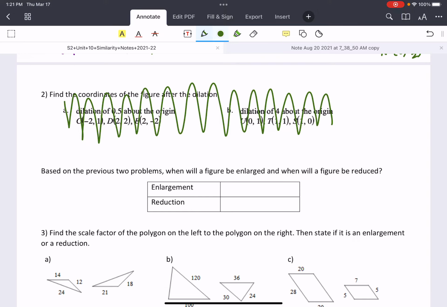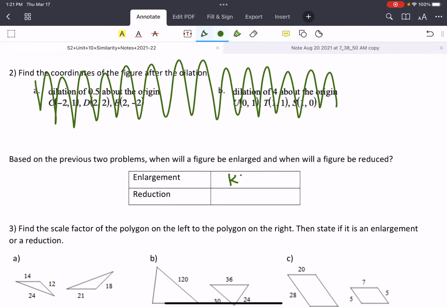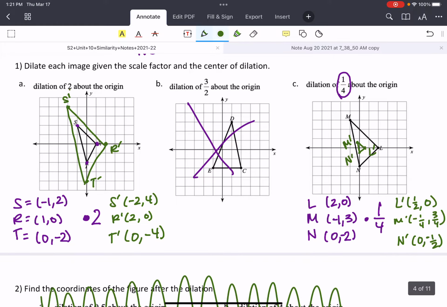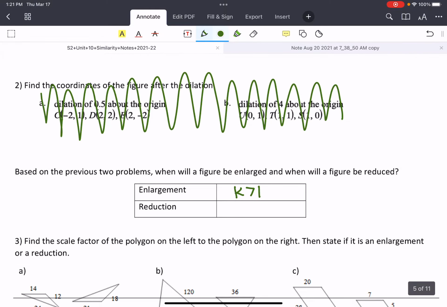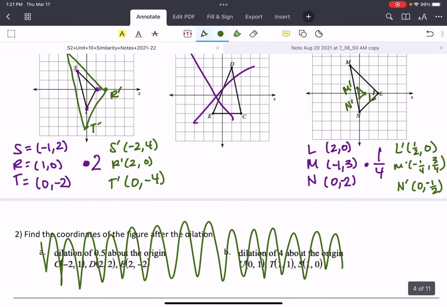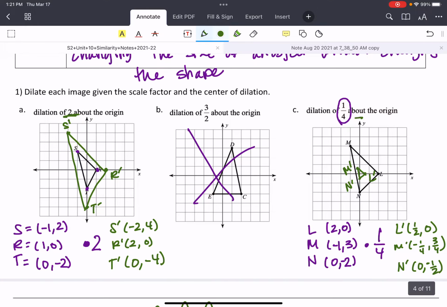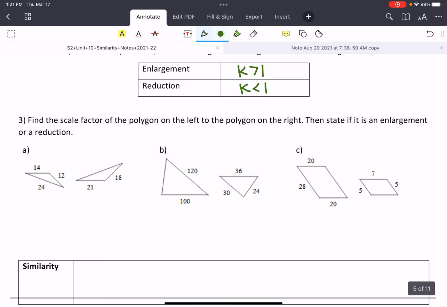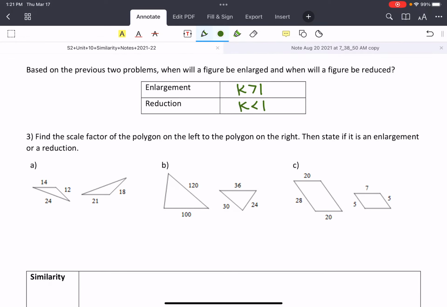An enlargement is where K, or the scale factor, is greater than 1. So when we did our dilation of 2 about the origin, our shape got larger. A reduction is where K, or our scale factor, is less than 1. So on this one where we had our 1/4, it was less than 1 and our shape got smaller. Okay, so we're going to find the scale factor of all of our shapes.